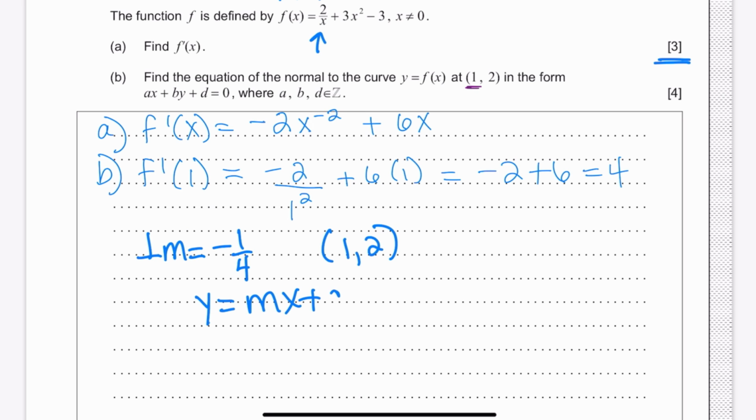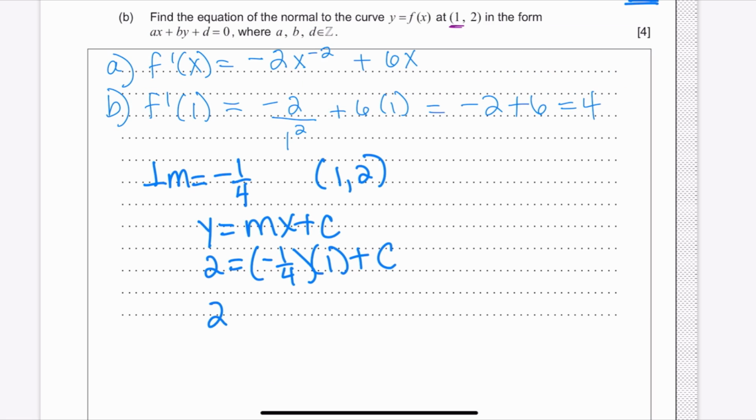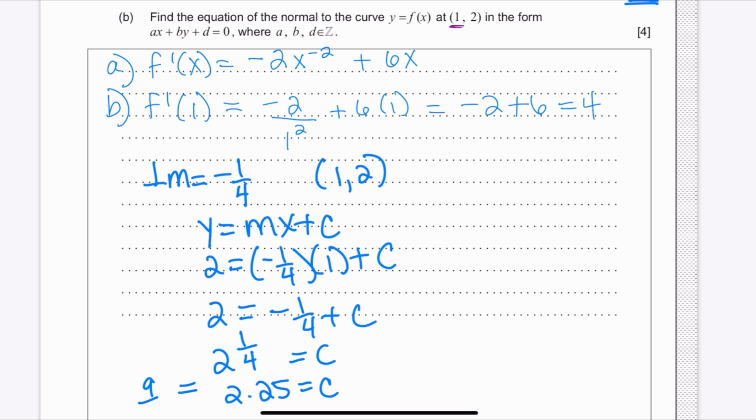Y equals mx plus c. 2 is equal to negative 1/4 times x plus c, which is what I'm looking for. So I get 2 equals negative 1/4 plus c. Go ahead and add 1/4 to both sides. So 2 and 1/4 is the same as 2.25. Or to write it as a fraction, it basically becomes 9/4. And this is something that you can do in your calculator. But realize that would have only given you 3 out of the 4 marks, and that is because they want this in standard form.